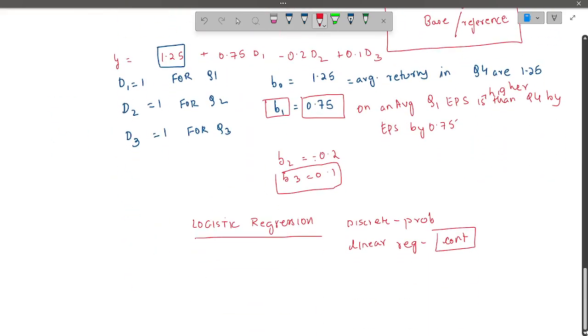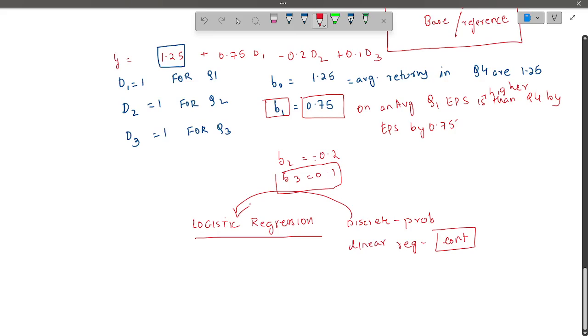You won't be able to count the number of outcomes, right? So linear regression is going to give me continuous output. But if we want to predict probabilities, then we cannot use linear regression. What we need to do is use logistic regression, right? If we want to predict probabilities which are discrete in nature, right?